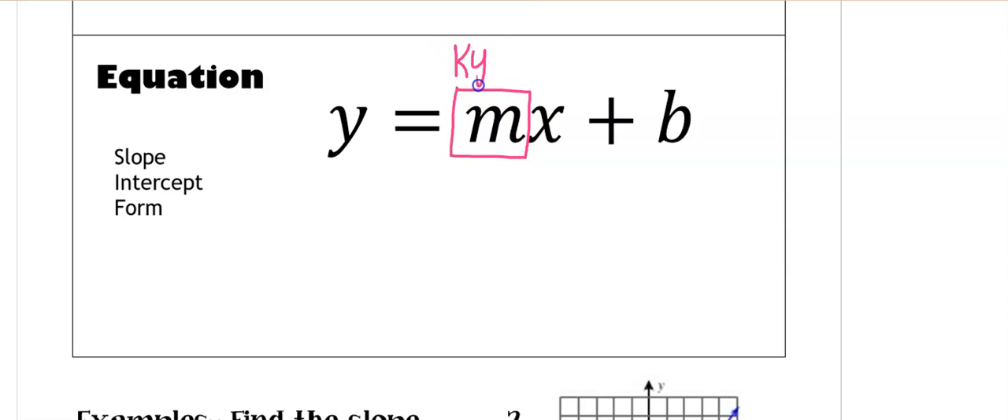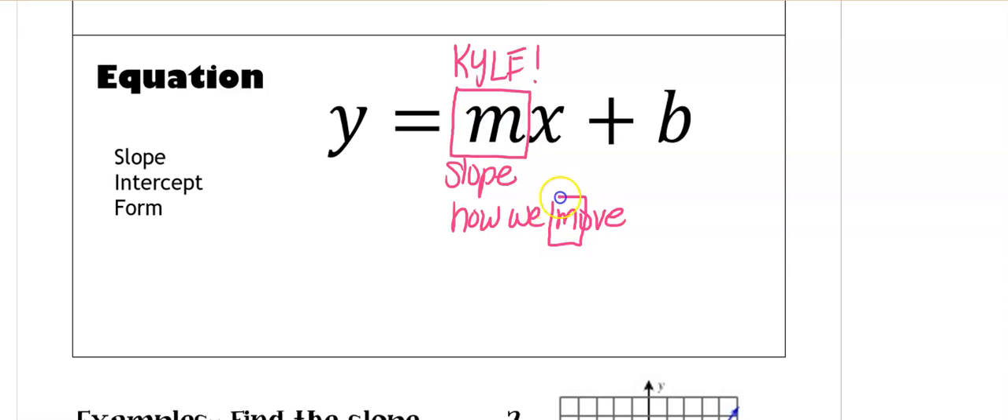And this is Kyle. This is how he moves on the graph. Okay, it is our slope, and it's an M. So it is how we move. Look at that M right there. It's move. It's the move part of it.